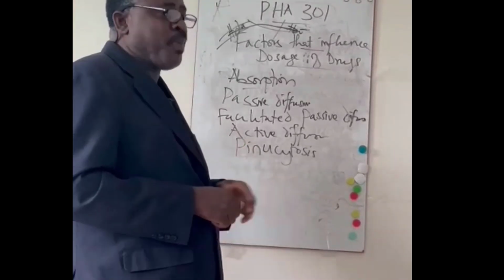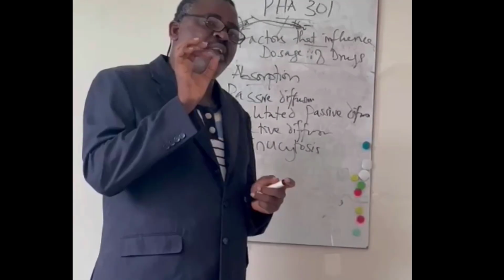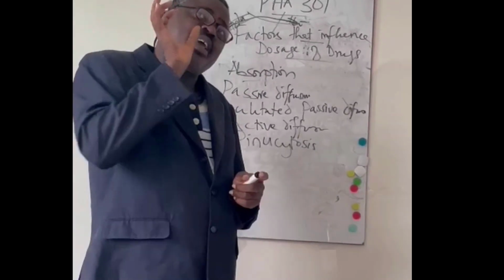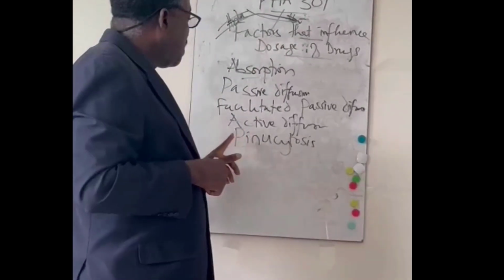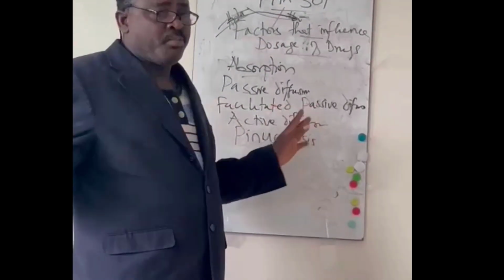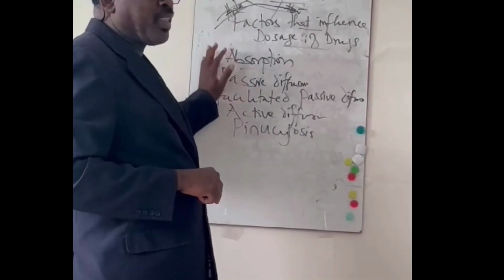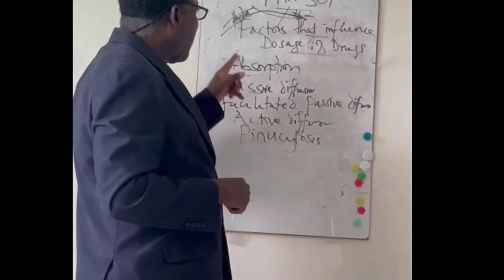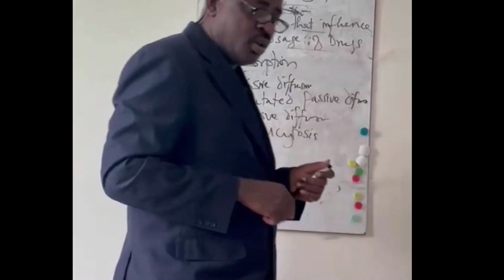The last one is pinocytosis. Some cells have a kind of ability for drugs where they just open their mouth like this and engulf the drug. So they call it pinocytosis. Be that as it may, any drug you take will follow these four patterns to get into the bloodstream for absorption to take place. That is what we call absorption.